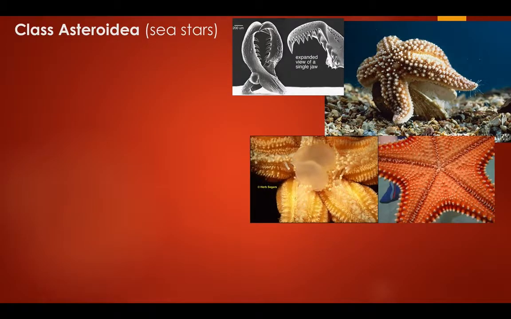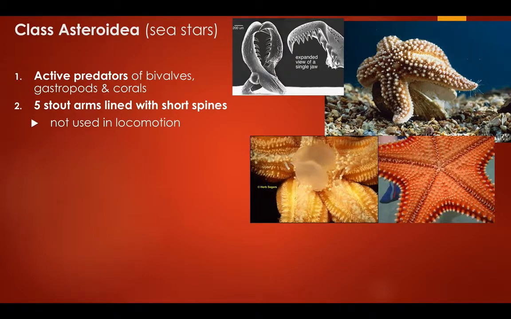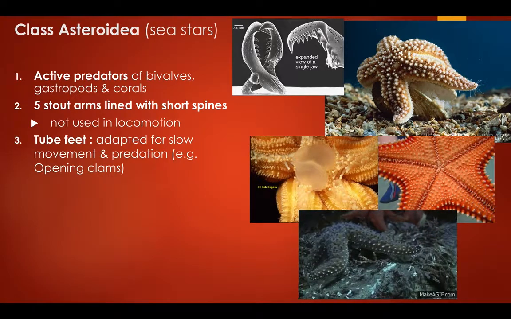All right, the first class we are going over is the class Asteroidea. These are our sea stars. Sea stars are active predators. They mostly hunt things like bivalves, so those are clams, oysters, etc., gastropods, and even corals. The class Asteroidea usually has 5 stout arms lined with short spines, and the arms themselves are not used for movement. The tube feet are used for movement.